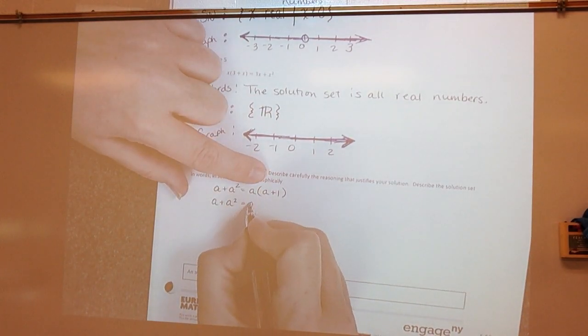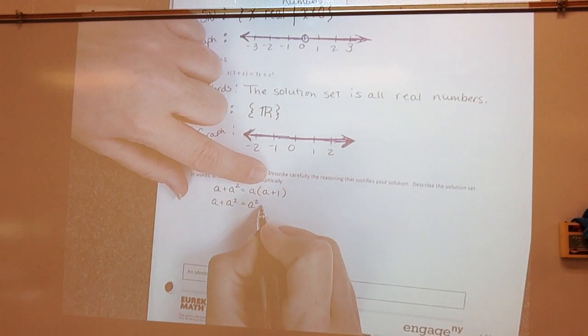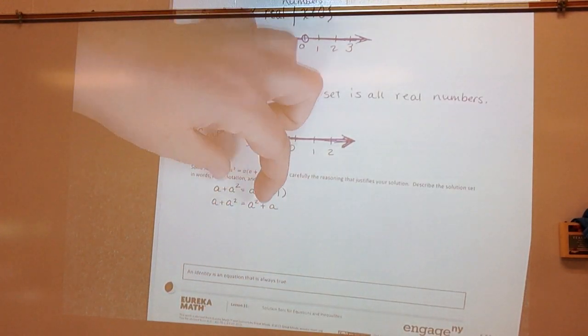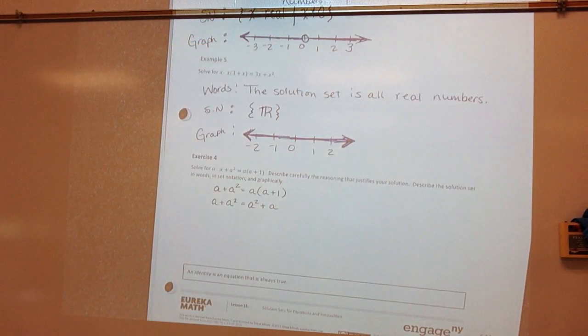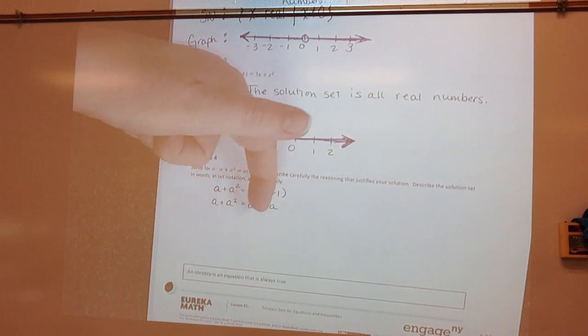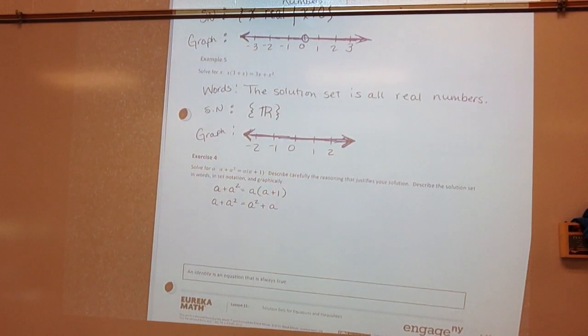So A times A is A squared plus A times 1 is A. Look at this. Distributive property. Then I can use the commutative property, because remember, commutative property tells me it doesn't matter which way I add things. So by using the distributive property and the commutative property, we see that they're the same.